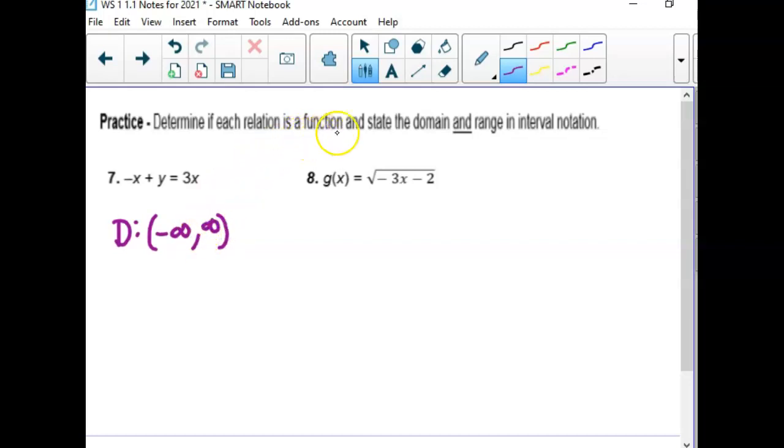It says determine if it is a function. Anybody have an answer for that? Could we solve that for y equals, and it would say what? y equals, if we added an x over there, 4x. Can you think about that graph in your head? That's just a line, right? So it is a function. And because it's just a line, you should be able to determine the range in your head as well. Does it go up and down forever? Yeah, so the range is also negative infinity to infinity.